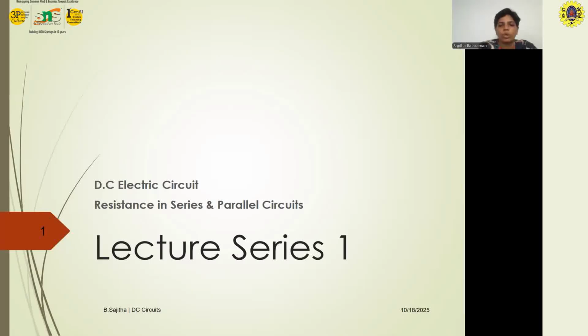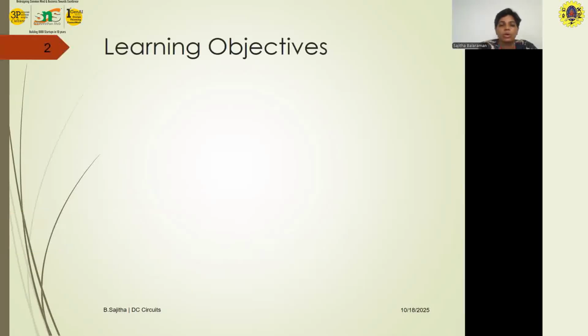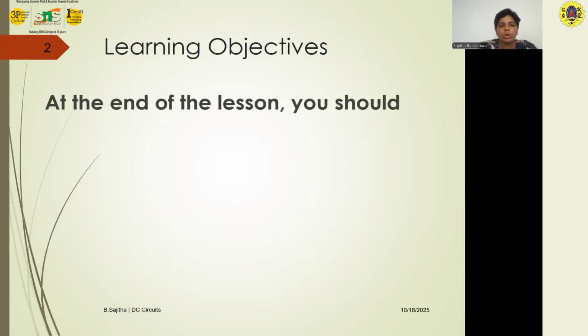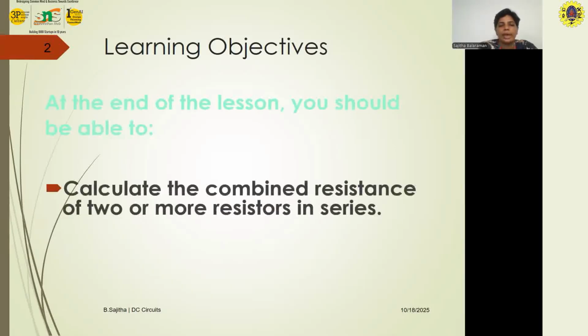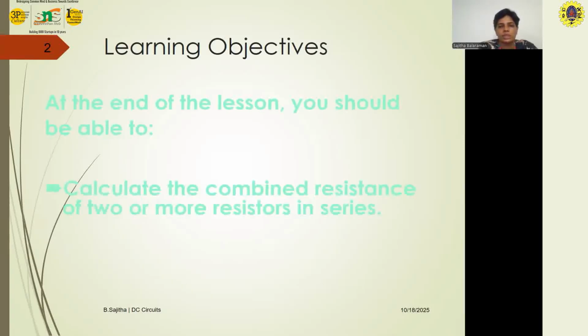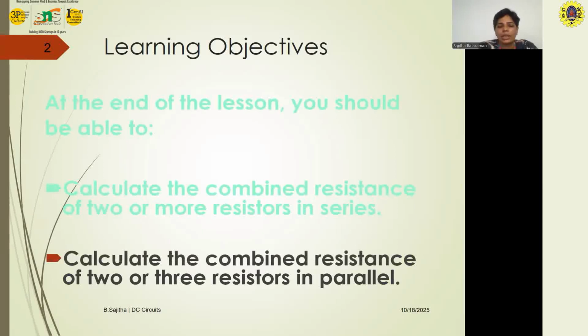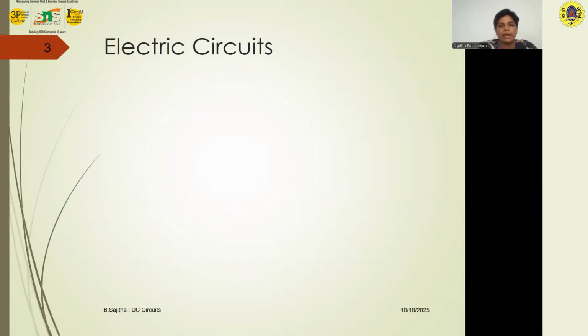Moving to the next part, I just have a question for you. What is the unit of resistance? Yes, it is ohms. Now we'll clearly see the objectives of this series. At the end of the lesson, you should be able to calculate the combined resistance of two or more resistors in series and calculate the combined resistance of two or more resistors in parallel.